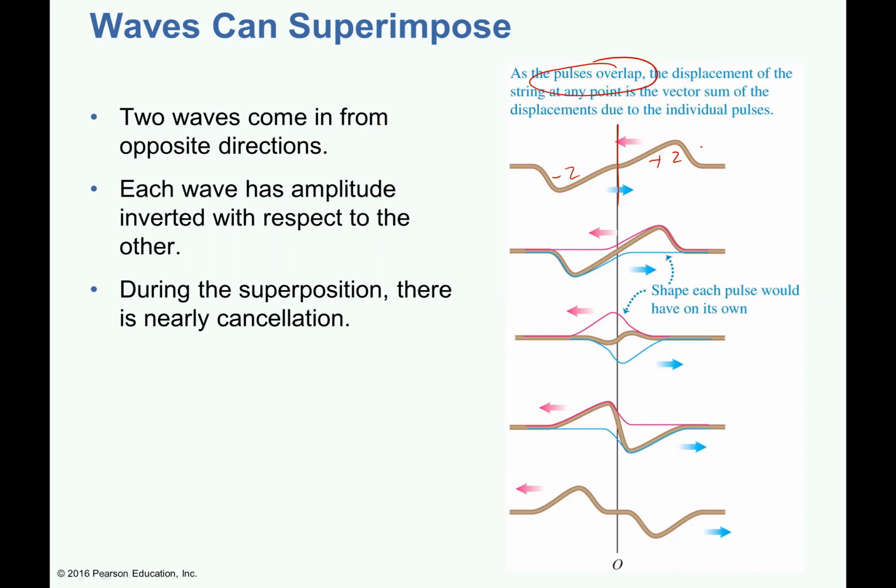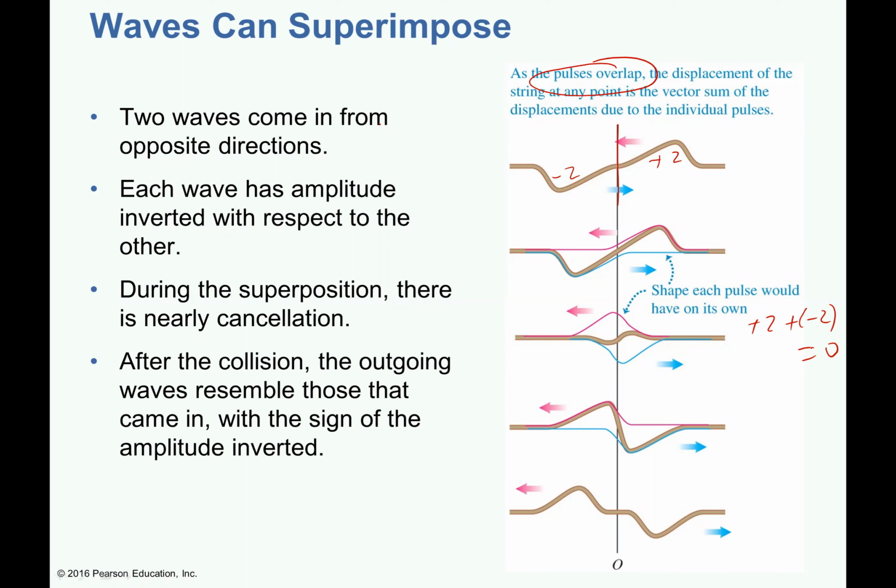So when they overlap, what happens here, we call this superposition. During the superposition, they algebraically combine their amplitudes, you can think of. So basically you end up with +2 plus -2. So technically you get 0 the instant they overlap, okay? So they can cancel each other.